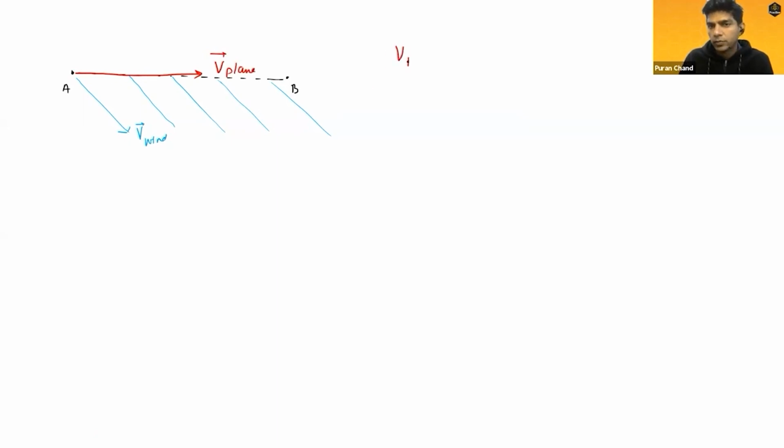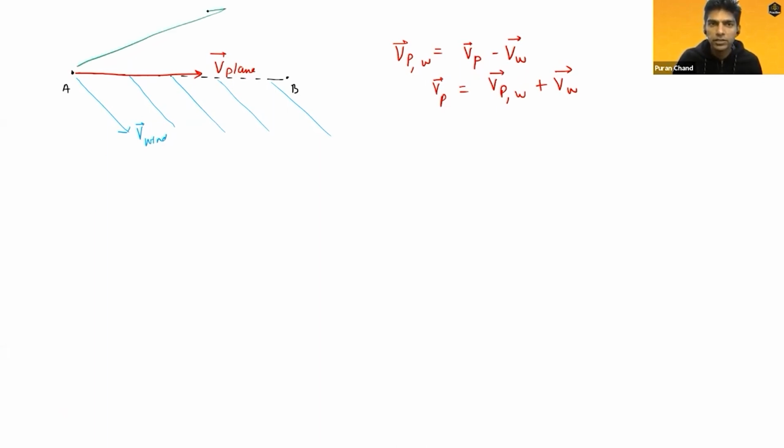We know that the velocity of plane with respect to wind will be velocity of plane minus velocity of wind. Is it clear? Now you see that the velocity of plane is the vector sum of the velocity of plane with respect to wind plus the velocity of wind. So the velocity of plane with respect to wind should be somewhere in this direction, such that the resultant of these two comes along AB. Say this angle is theta and this particular angle is alpha.